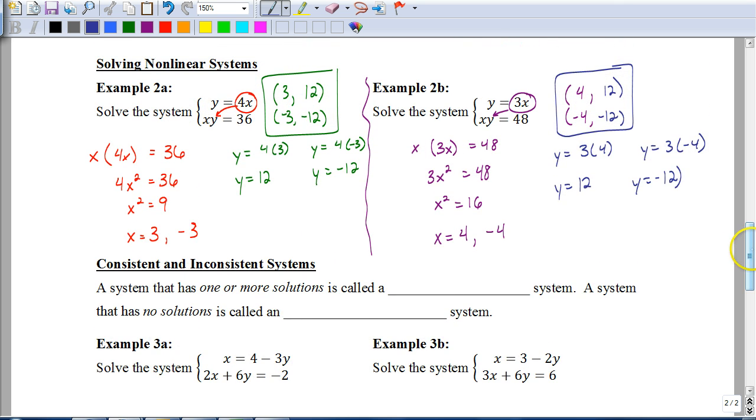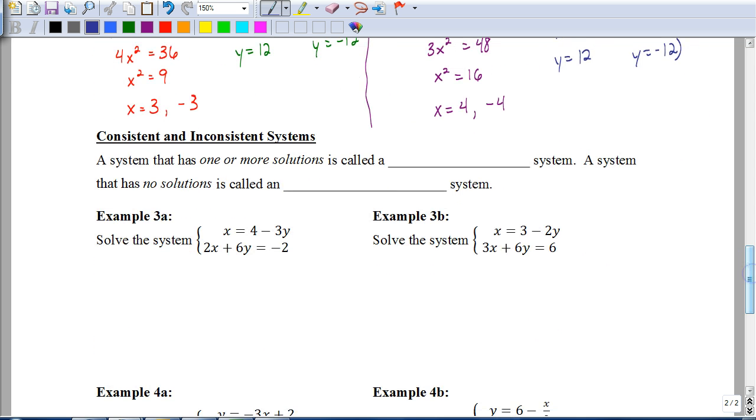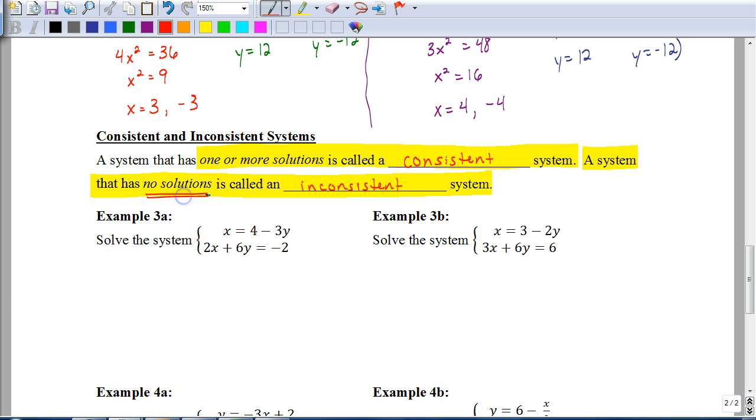Now if I have two solutions, if I have one solution, if I have 15 solutions, if I ever have one or more solutions, we say that the system is what we call a consistent system. The only time that we wouldn't classify it as being consistent is if the system has no solutions. Then we say it's inconsistent. So again, anytime we have no solutions, it's the only time that we would refer to it as being an inconsistent system.